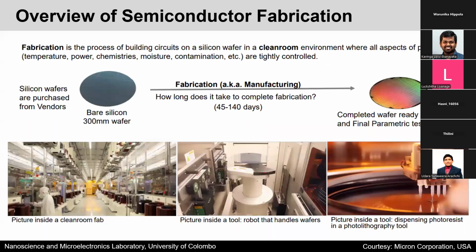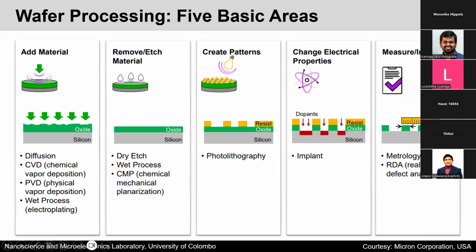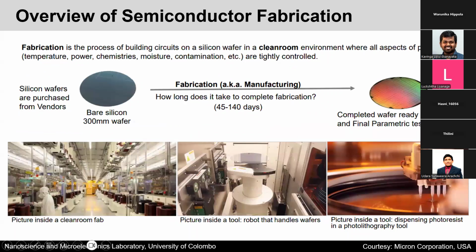So the fabrication is the process where we build circuits on the silicon wafer in a clean room. We start with 300 millimeter bare silicon wafer, and then we complete the wafer after about a month, or it can take up to 140 days. There are multiple tools inside the clean room, and most of these things are now computerized. So there are robotic arms moving the wafers around. We do not move them by hand, and these containers can occupy up to 25 wafers each.